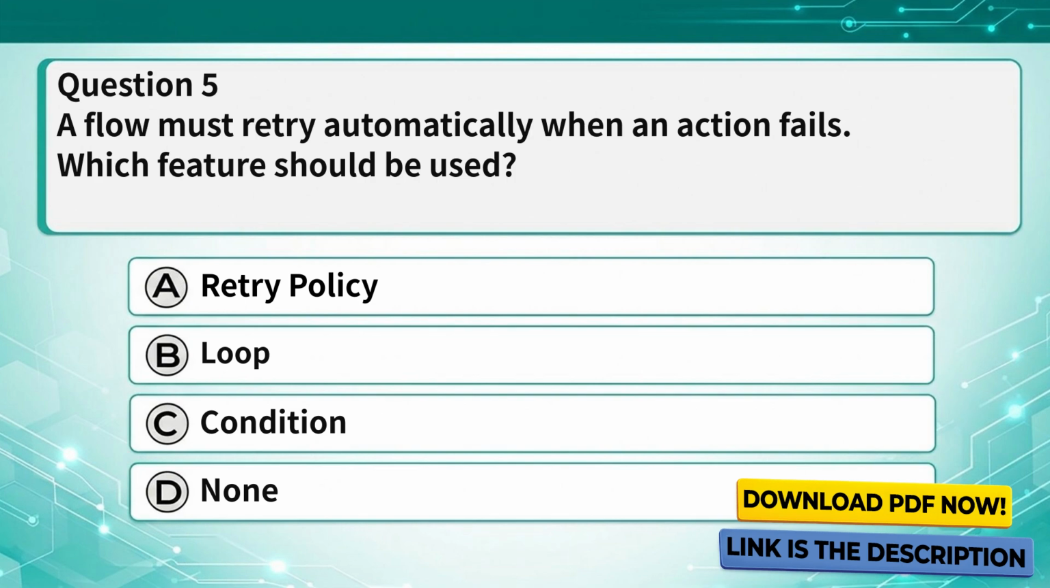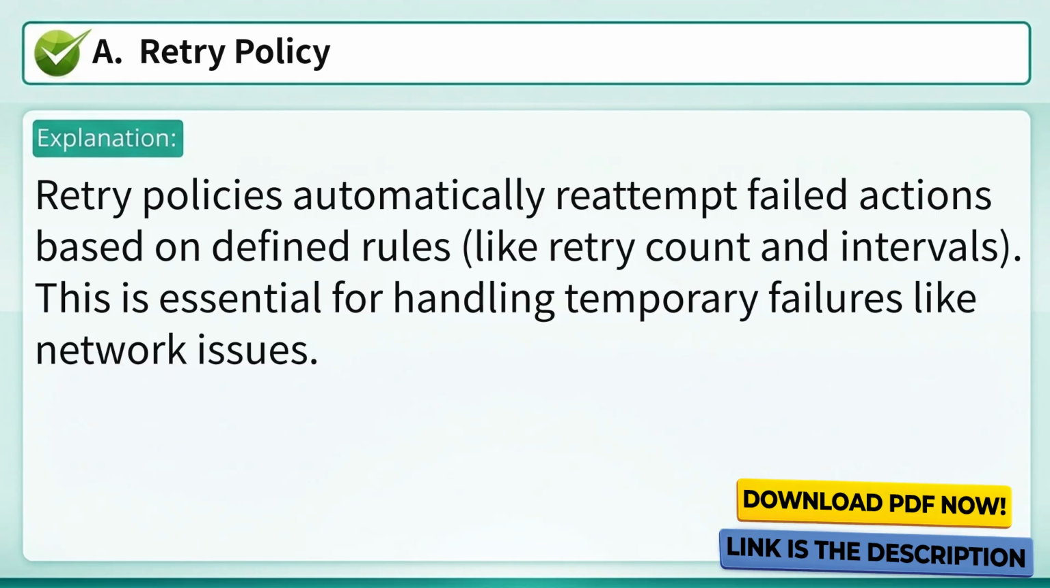Question 5. A flow must retry automatically when an action fails. Which feature should be used? A. Retry policy. B. Loop. C. Condition. D. None. Correct answer, A. Retry policy. Explanation: retry policies automatically reattempt failed actions based on defined rules, like retry count and intervals. This is essential for handling temporary failures like network issues.